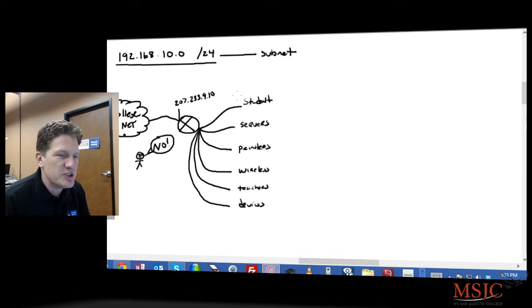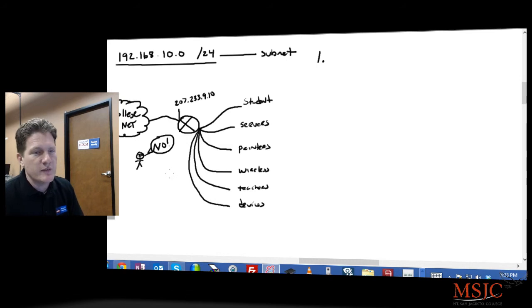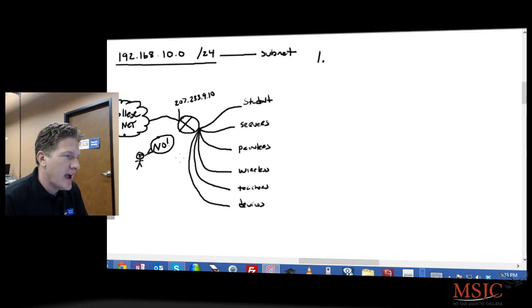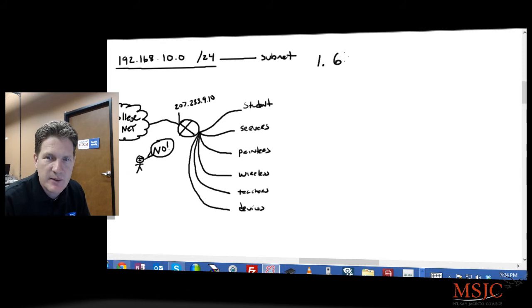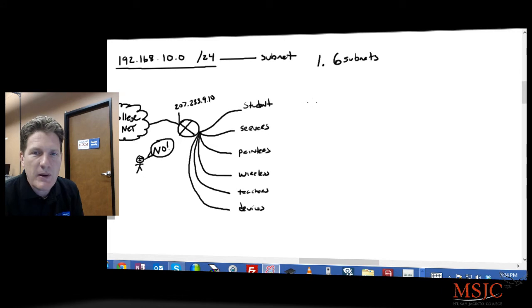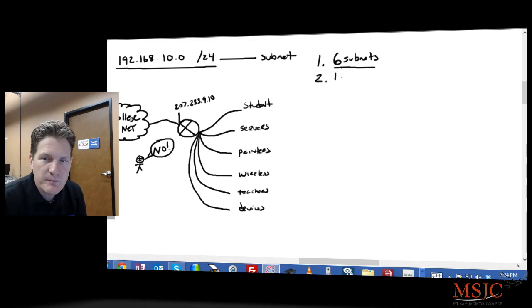Right? So the question becomes, how do I subnet it? There are many steps. I'll give you several steps. First step is I need to figure out, all right, how many total networks do I need? Well, in this case, I need 1, 2, 3, 4, 5, 6. So in this case, I need 6 subnets. Now, I don't always know how many subnets I need. Sometimes I may need more. Maybe I wanted some growth in here. But I know that in this case, I need 6 subnets. Second question. I need to know how many hosts per subnet.